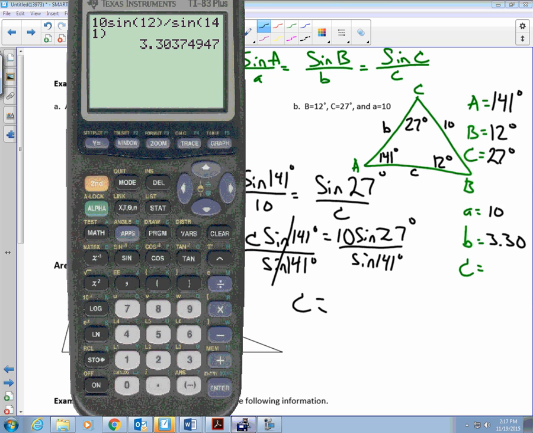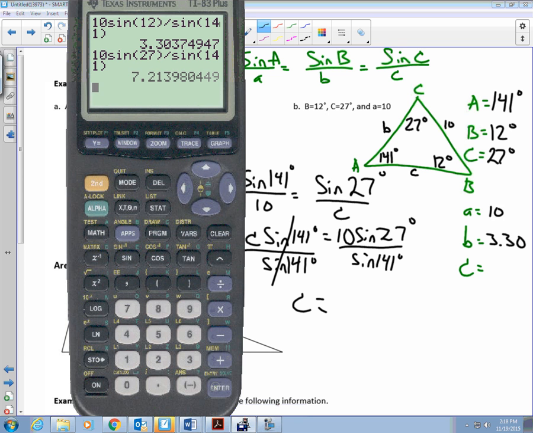Again, if you have a calculator like mine, I'm going to type in second entry, and I get the same thing I had before. What's the only thing I want to change in that problem? Instead of 12, I have a 27. Second, enter. And I get 7.21. It is solved.